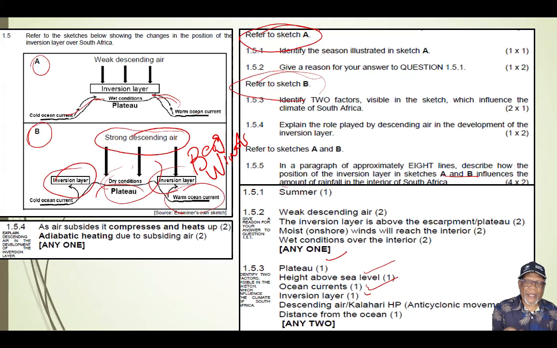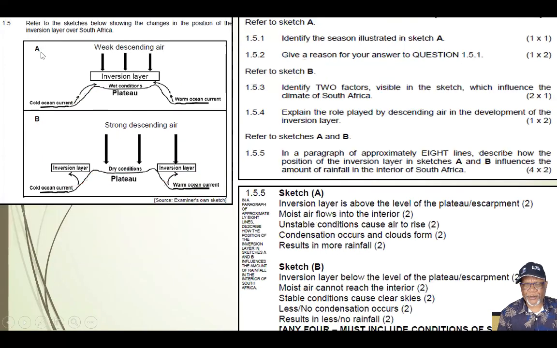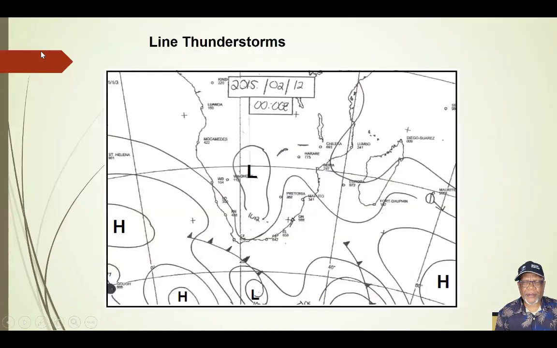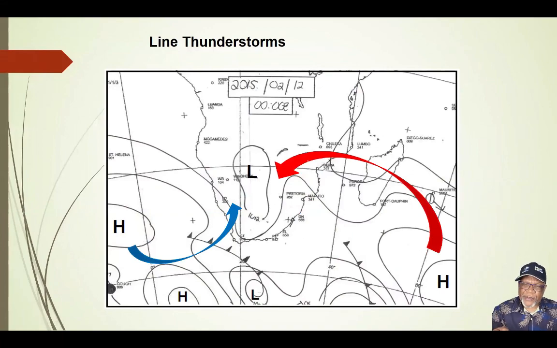But here, the air is blowing from the ocean and is reaching the interior. So those are the answers that are there for you to give. Now, line thunderstorm, we've already spoken about thunderstorms many times, but it is very important that you must be able to describe these winds.